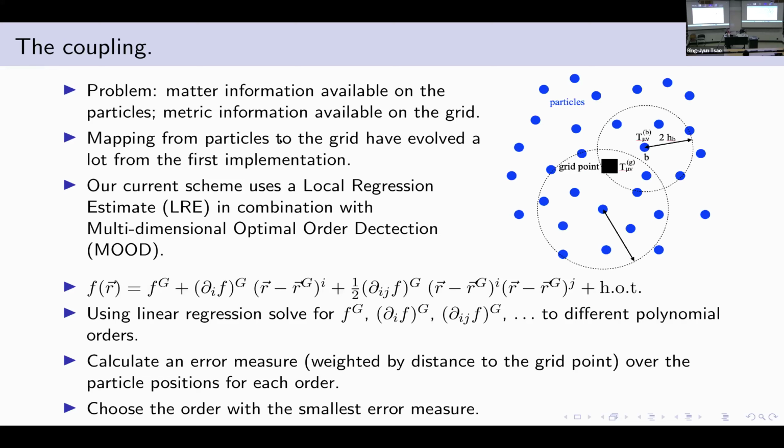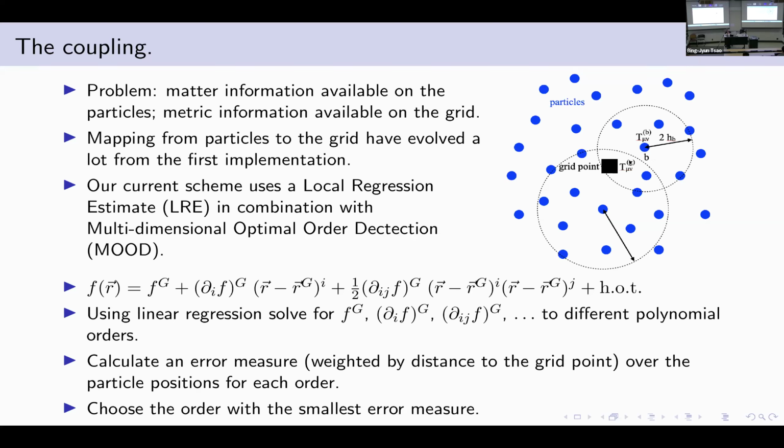And so we started with something fairly simple in the mapping from particles to the grid, but that method has evolved a lot from the first implementation. Our current scheme uses what we call a local regression estimate in combination with a multidimensional optimal order detection, which is a bit of a mouthful. But the main idea is that, in this plot, we have the grid point where we want to evaluate the stress energy tensor, and the blue points are particles around it.